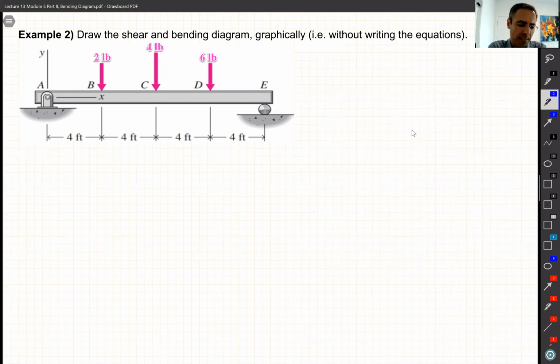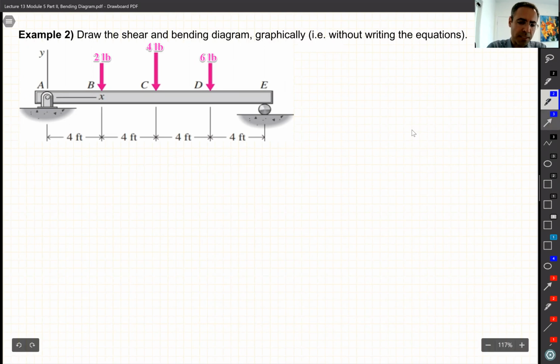So let's continue with example 2. All right, I'll let you read this example. We plan to draw V and M diagrams without any equations, without finding the equations, based on what we learned before in example 1. Let's see if we can do it.